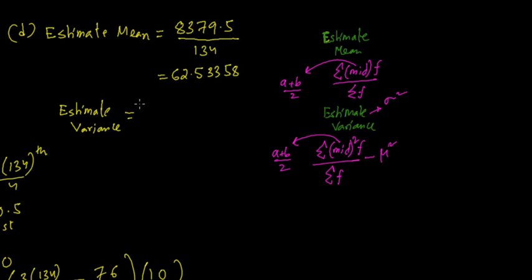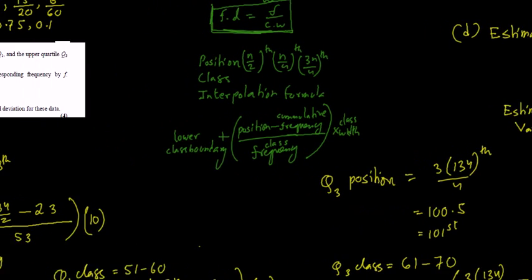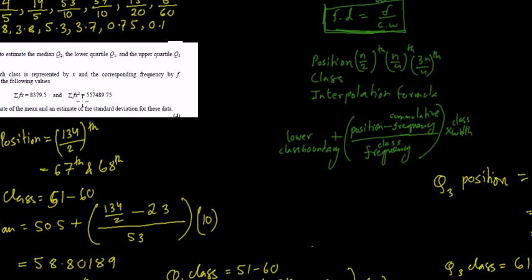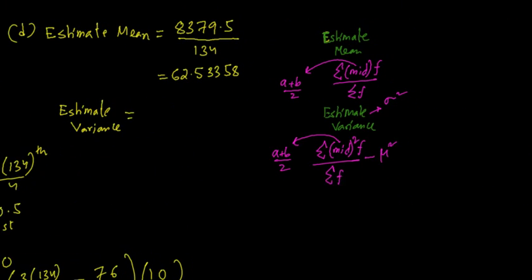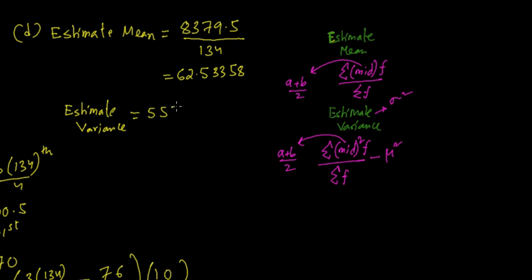Remember to write the word estimate. So we need this summation of mid square into frequency, and they have given us this value. It is 557489.75. So 557489.75 divided by total number of data, which is 134, minus mu squared, that is 62.53358 whole squared. So let's calculate this.